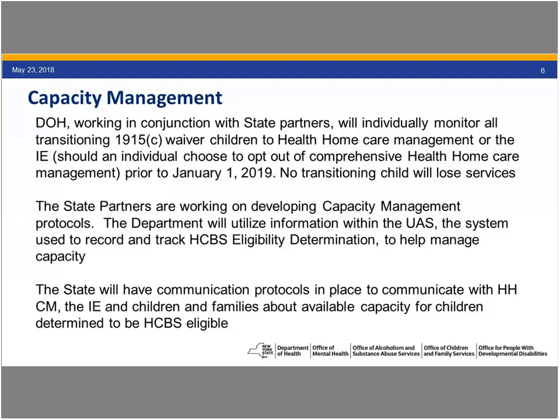Again, we are working together at the state to make sure not only are we tracking every child and ensuring that they transition successfully with the current 1915C waiver providers, but also to then, starting January 1st, ensure utilization of these services. This will be captured through our UAS system, our Uniform Assessment System that houses the CANS New York today, which will also hold the HCBS eligibility determination. This will assist us in managing capacity. We will make sure that there are clear communication paths for care managers as well as the independent entity to make sure that the appropriate children who need to be connected to HCBS services due to eligibility are clear about whether or not and how to access those services.